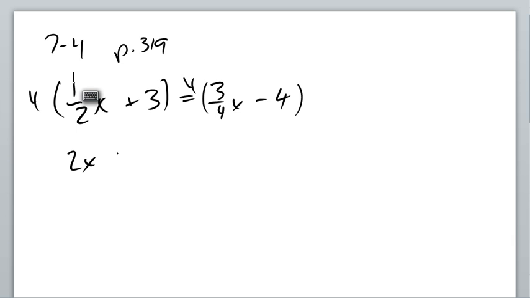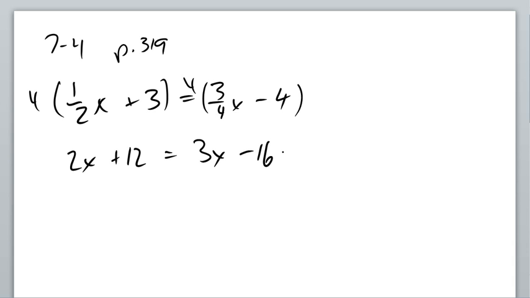4 times 3 is 12. 4 times 3/4 x, those are going to cancel out, so I end up with just 3x, and 4 times a negative 4 is a negative 16. So really it's that distributive property that we talked about before, except we're doing it with all of these terms.